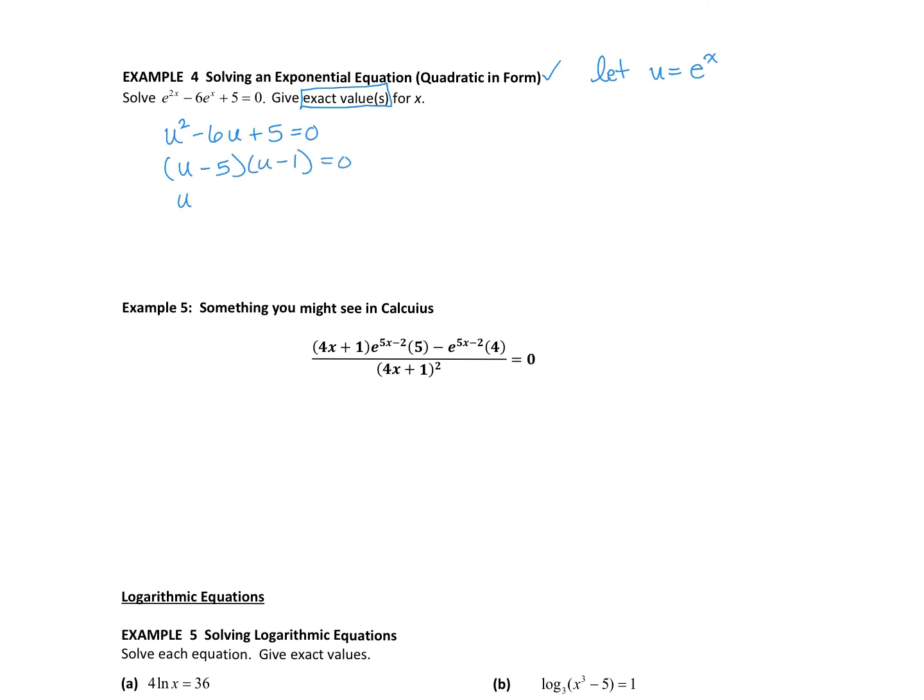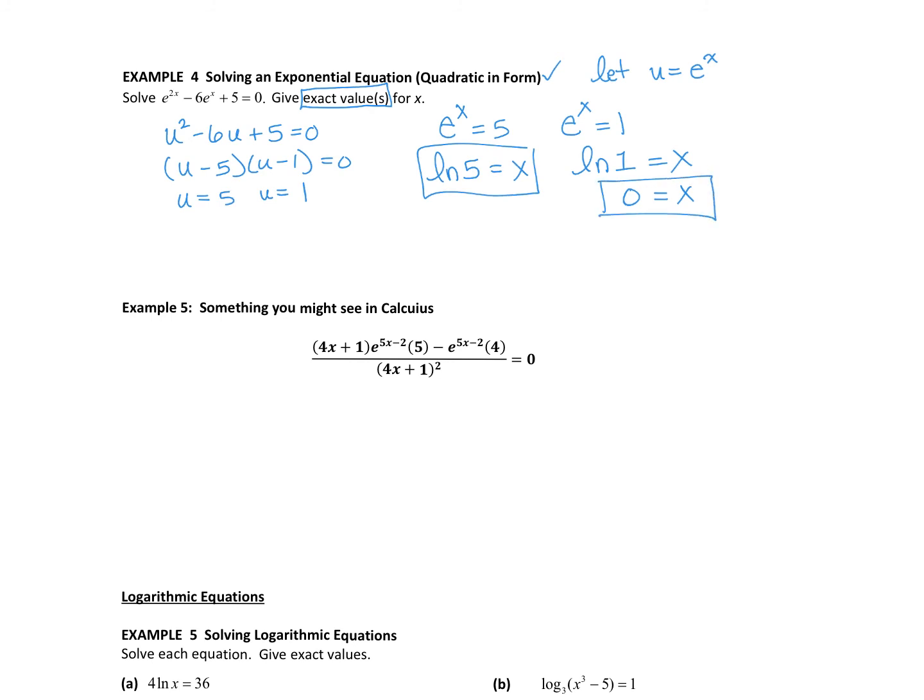And we get two answers for u, 5 and 1. Then we resubstitute: e to the x equals 5 and e to the x equals 1. And we convert to logarithmic form: the natural log of 5 and the natural log of 1. And of course, the natural log of 1 is 0. So we have these two results.